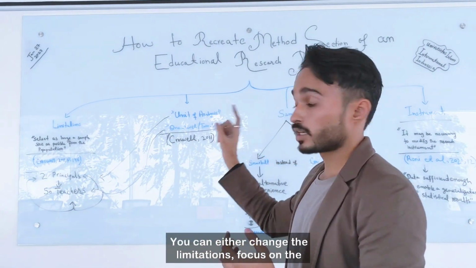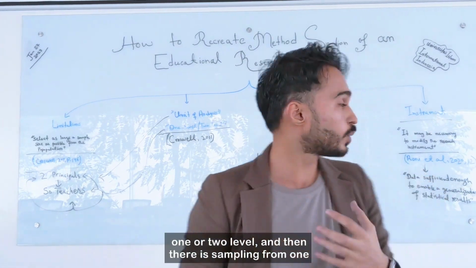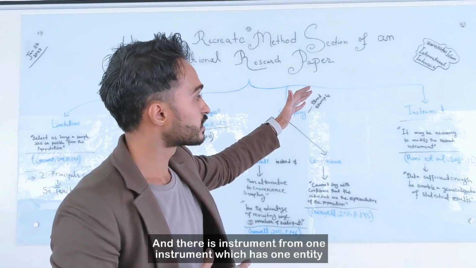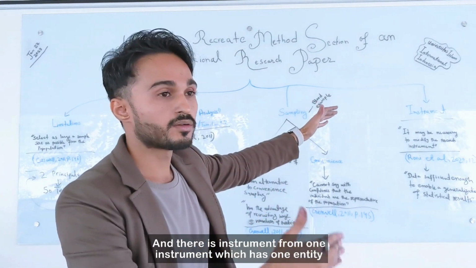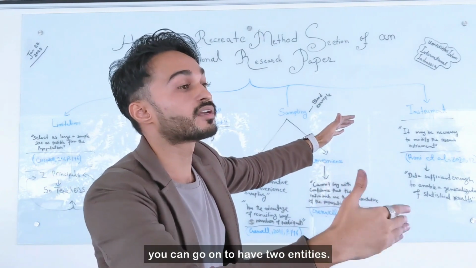You can either focus on the limitations, and unit of analysis, 1 or 2 level, and then there is sampling, from one type of sampling to another, and there is the instrument. From one instrument which has one entity, you can go on to have 2 entities.